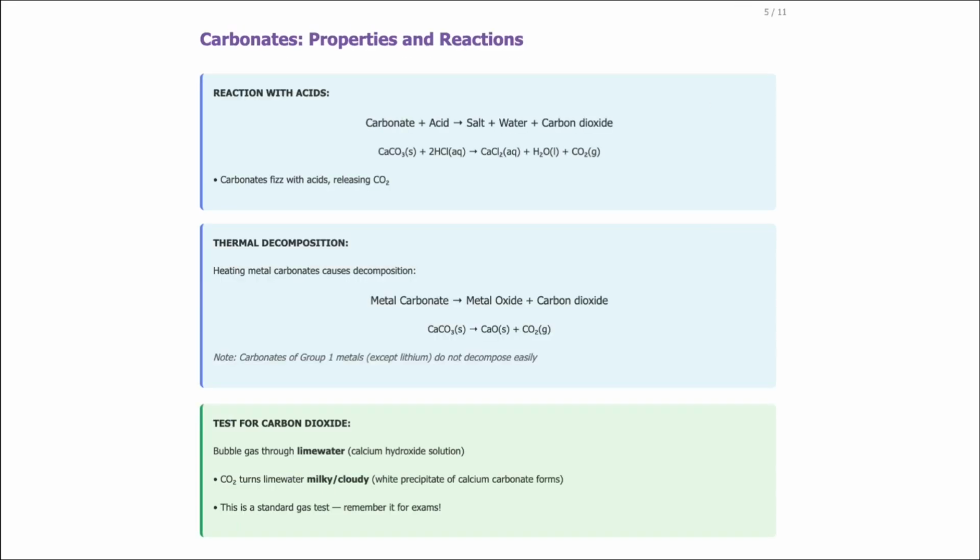Carbonates are common salts of carbonic acid. They fizz with acids, releasing CO2, which turns lime water cloudy, a standard gas test. When heated, most metal carbonates decompose. Calcium carbonate forms quicklime, used in the lime cycle. And remember, carbonates of group 1 metals do not decompose easily.